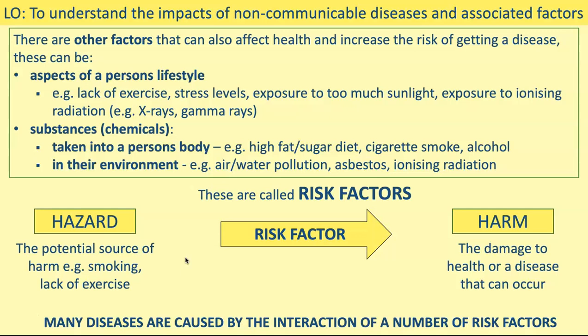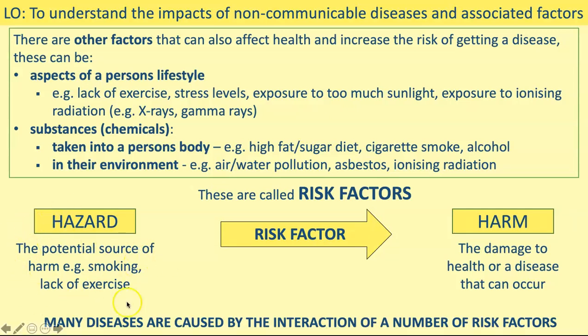Also, they can be substances or chemicals that are taken into a person's body, either in their diet, cigarette smoke, or alcohol as well. They can also be chemicals that are in the environment, so things like air and water pollution, asbestos, ionizing radiation can all increase the risk of developing a non-communicable disease.